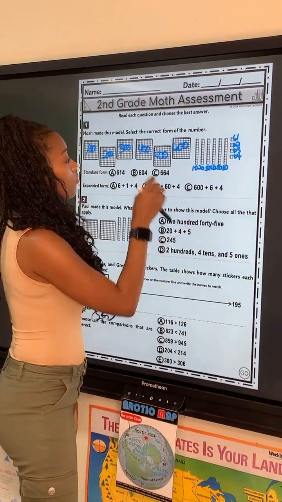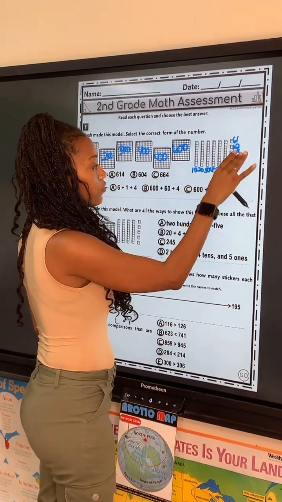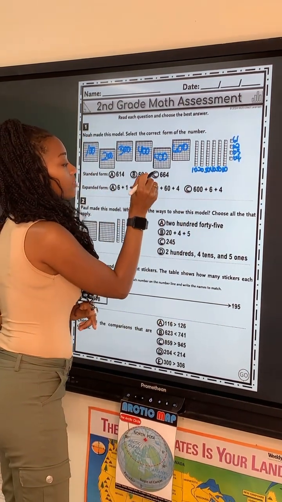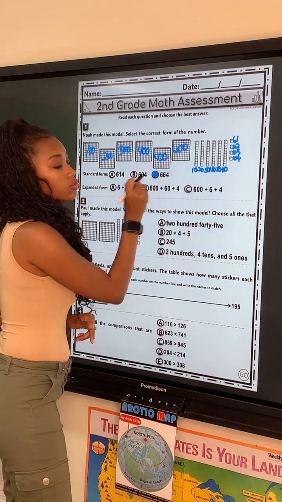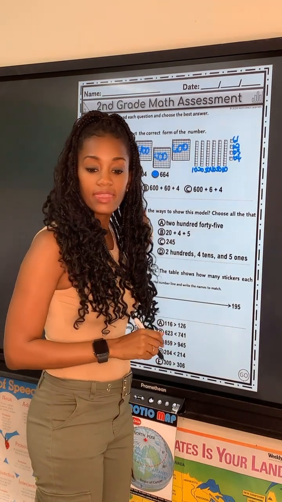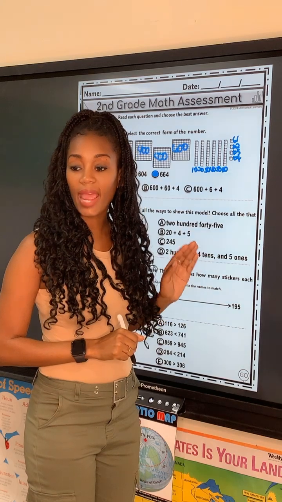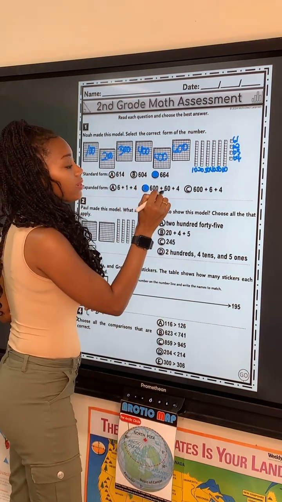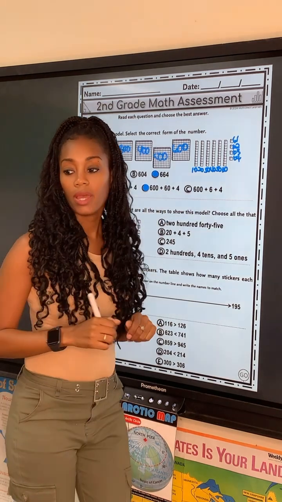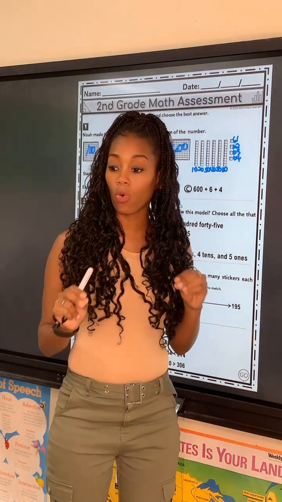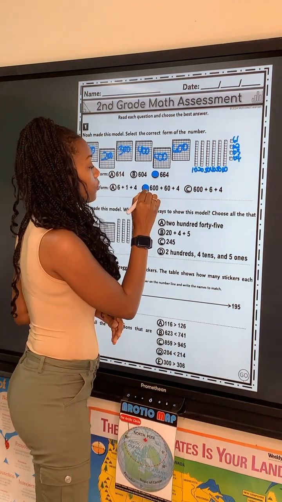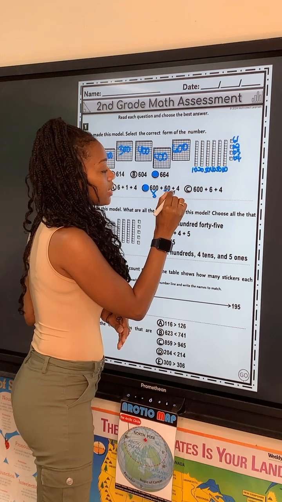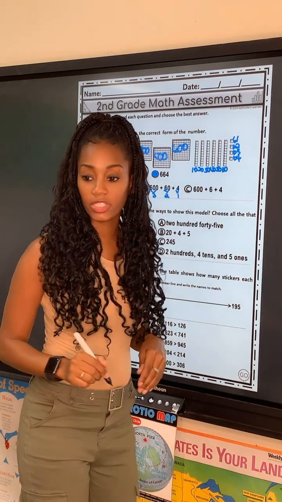Okay, so all together we have 664. Now I need to find that answer in standard form. That's going to be C, 664. It then asks me to find that number in expanded form. That's going to be 600 plus 60 plus 4. And that goes back to that 3, 2, 1 model that we talked about: 3 digits in the hundreds place, 2 digits in the tens place, and 1 digit in the ones place.